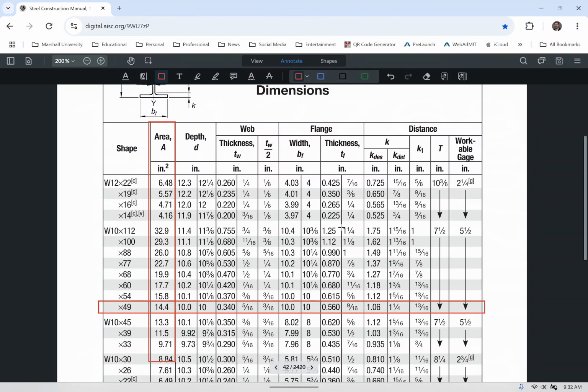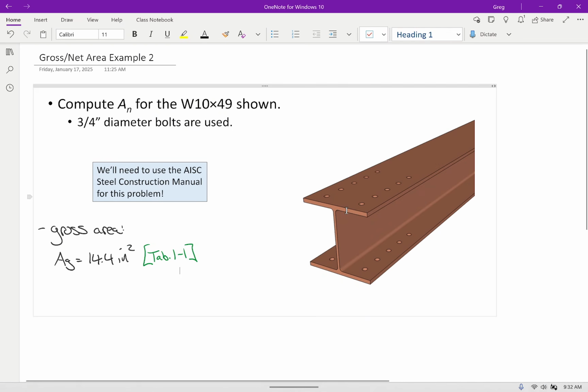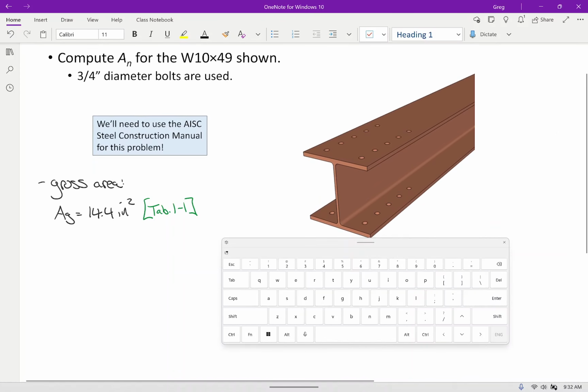Everybody see that? I do kind of like this new interface for the manual because I can do stuff like that and everybody can see what I'm looking at. So let's go back here. Okay, so the gross area is 14.4 square inches. All right, so the next thing we're going to need, that keyboard keeps popping up. I don't like that.